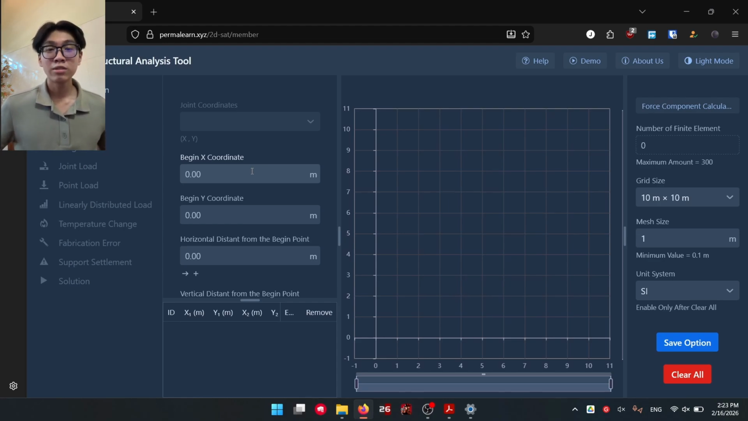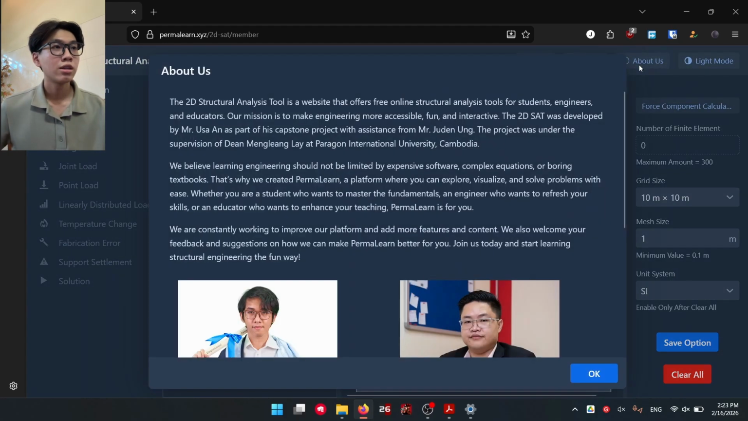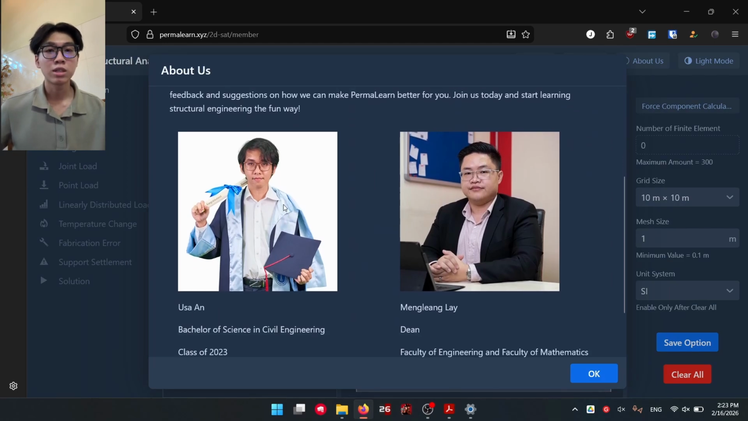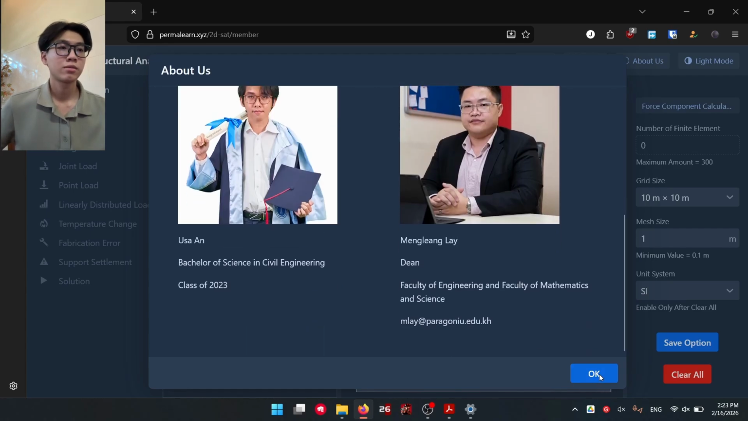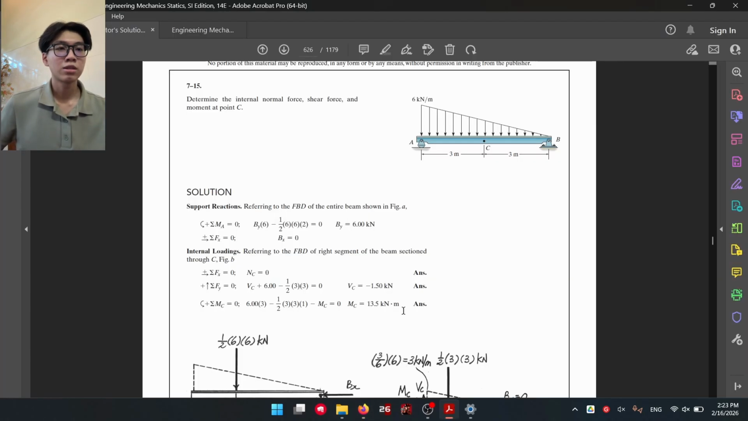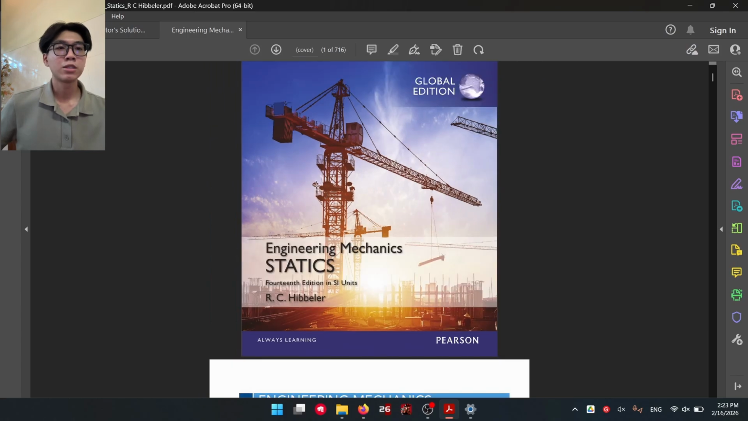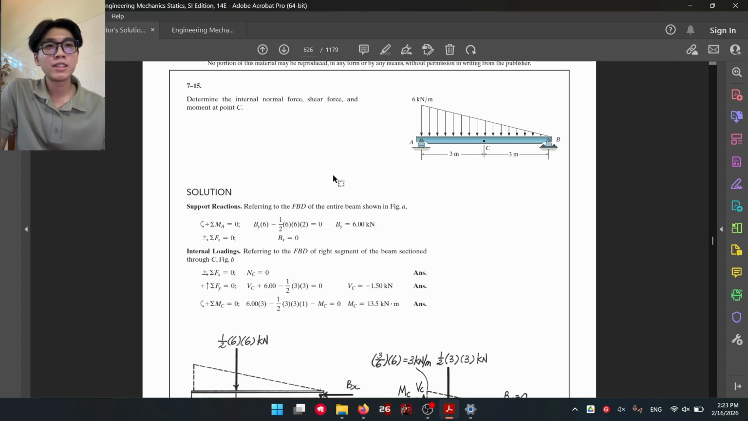Today I'm gonna explain a 2D structural analysis tool called PermaLearn.xyz, which was created by one of my seniors, Mr. Sa, and also my professor, Mengleang. And today I'm gonna talk about an exercise from this book called Engineering Mechanics Statics, 14th edition in SI units by Mr. Hibbeler. I'm gonna take an exercise from chapter 7, specifically exercise 7.15. They want us to determine the internal normal force, shear force, and moment at point C.